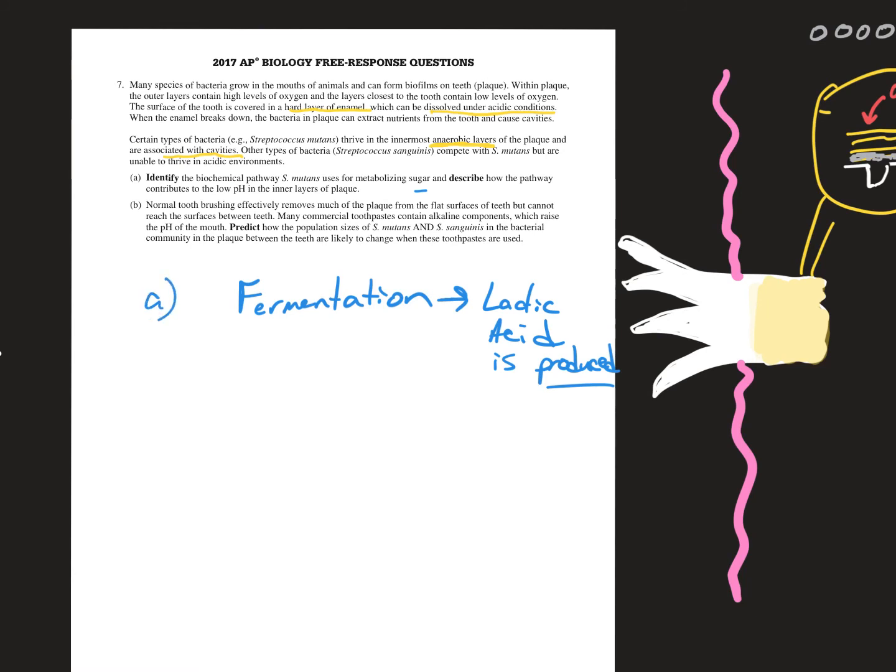All right. Normal tooth brushing effectively removes much of the plaque from the flat surfaces of teeth, but cannot reach the surfaces between the teeth. Many commercial toothpastes contain alkaline components which raise the pH of the mouth. Predict how the population sizes of mutans and S. sanguinis in the bacterial community in the plaque between the teeth are likely to change when toothpaste is used.